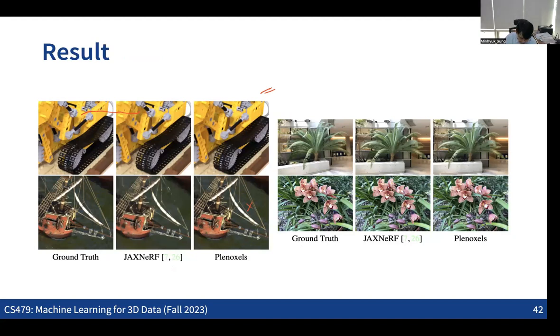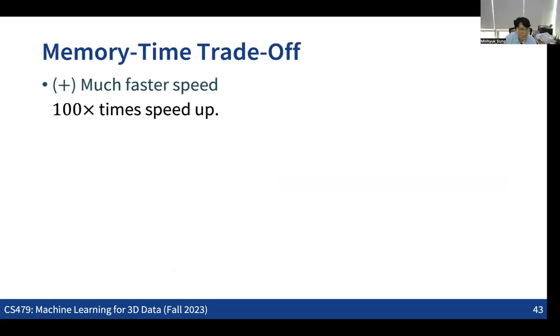As you can see, even without using the implicit function, the neural network, by directly using the voxel representation we can get quite good results in reconstructing 3D scenes. There is no big difference compared to running NeRF, but the optimization becomes way faster. Typically, when you use the plenoxel idea, the voxel representation, we can speed up the optimization about 100 times.